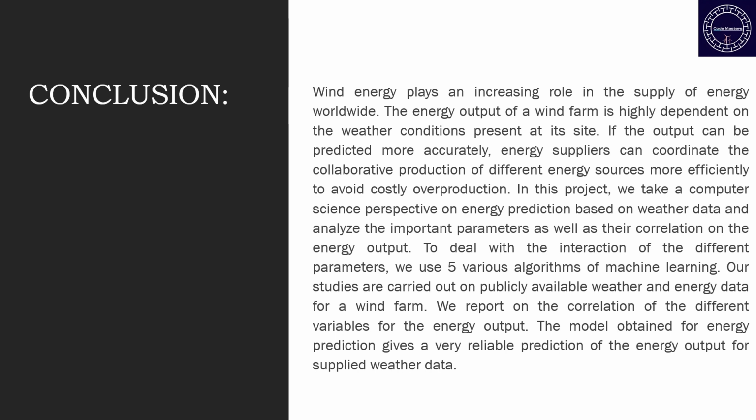To deal with the interaction of the different parameters, we use five various algorithms of machine learning. Our studies are carried out on publicly available weather and energy data from a wind farm. We report on the correlation of the different variables for the energy output. The model obtained for energy prediction gives a very reliable prediction of the energy output for supplied weather data.